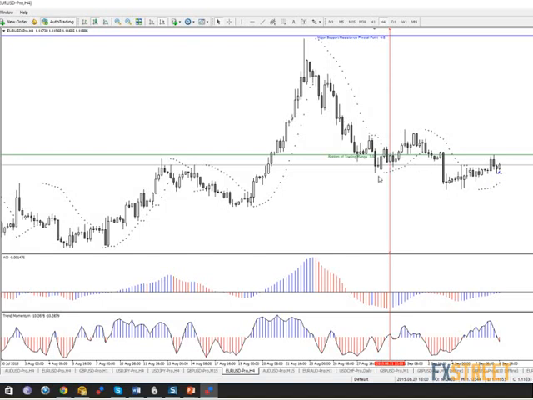So you should decide it based on your risk. I would usually place my stop loss below this candle and trade this with lower risk. Okay, so let's see another example.